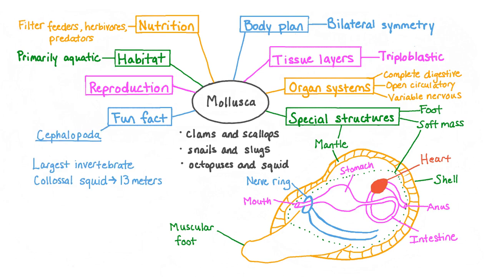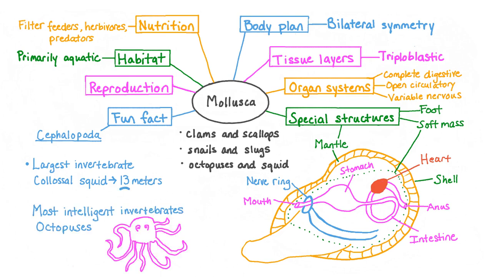In fact, this group, known as cephalopoda, contains both the largest invertebrate, the colossal squid at up to 30 meters long, and the most intelligent invertebrates. Octopuses in captivity have figured out how to do puzzles, escape their tanks, and even short-circuit the lighting in research labs. Nearly all mollusks are unisexual, although some species of snails and slugs are hermaphroditic.